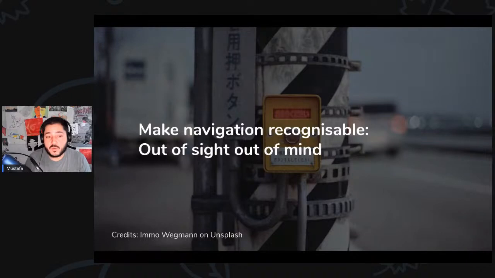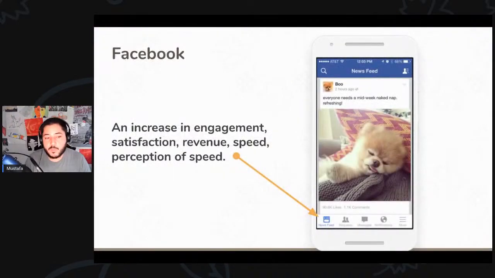The key thing here is you want to make sure that the navigation is recognizable, because out of sight is out of mind. If you hide your key tasks and key actions, people won't see them. So, for example, this was Facebook way back when they experimented with bottom navigation.